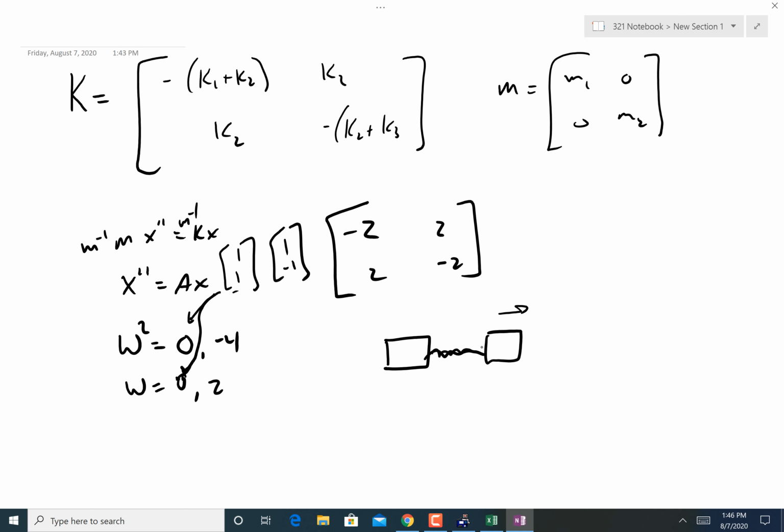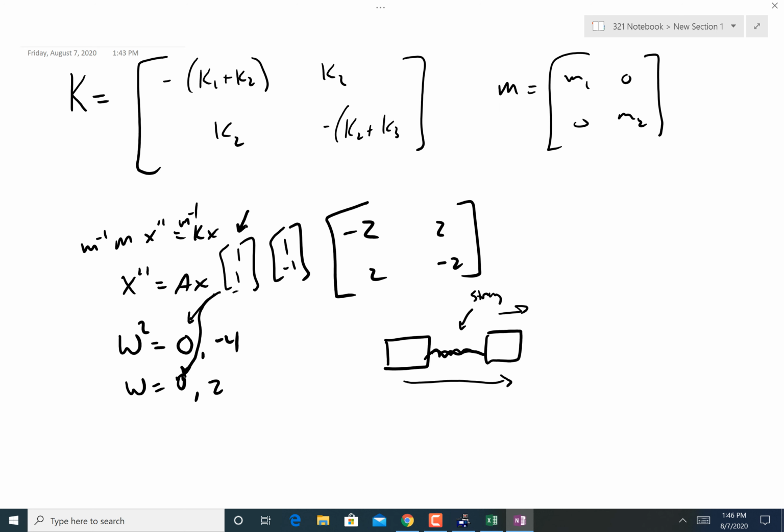There's no oscillations, but in essence, this just acts as if it's a string, not a spring. And they'll both slide across the floor at the same rate. That's what the 1, 1 means. Okay, that's the special case where there's no oscillations.